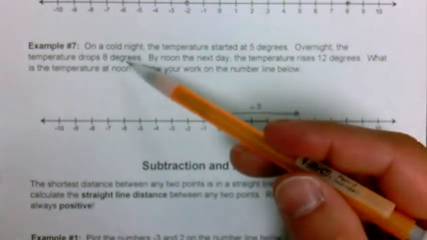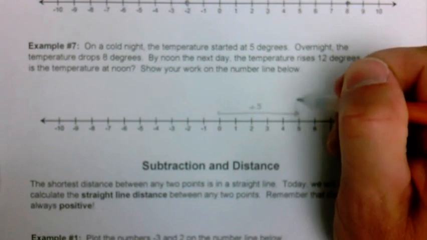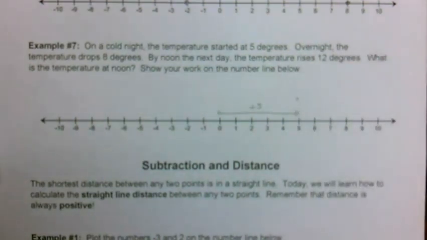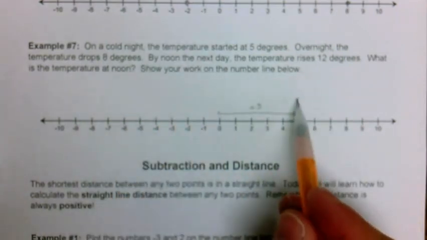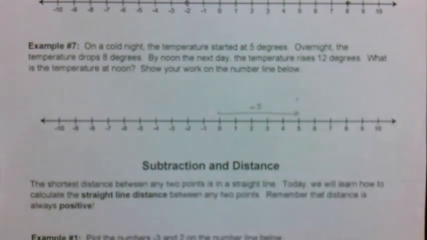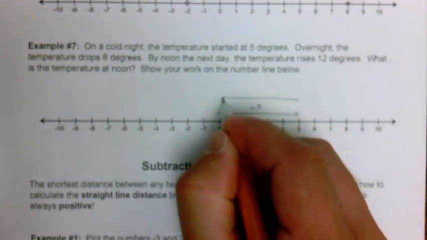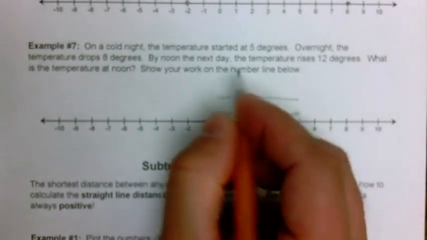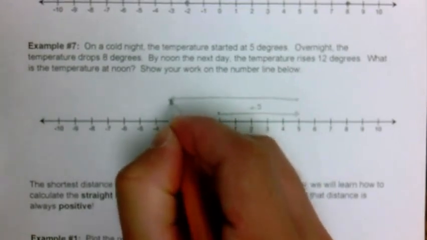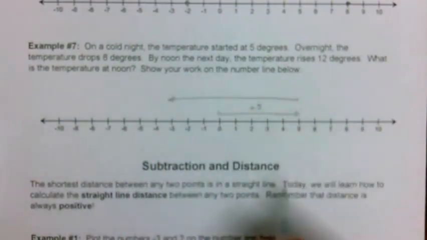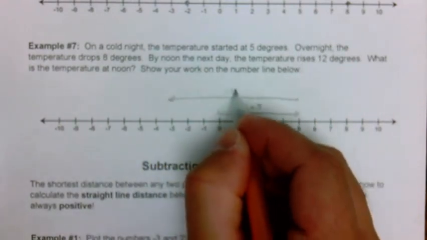Well, overnight the temperature drops 8 degrees. So I'm going to start my second vector at the end of the first vector, so at the 5 degree mark. And if we're dropping 8 degrees, that means that we're going to be moving to the left 8 units on our number line. So let's go ahead and draw a vector moving to the left 8 units. All right, that got me 5 units to the left, back to 0, 6, 7, 8 units to the left, which means I've stopped here at -3 degrees. This vector is 8 units long to the left, so that is the vector for -8.